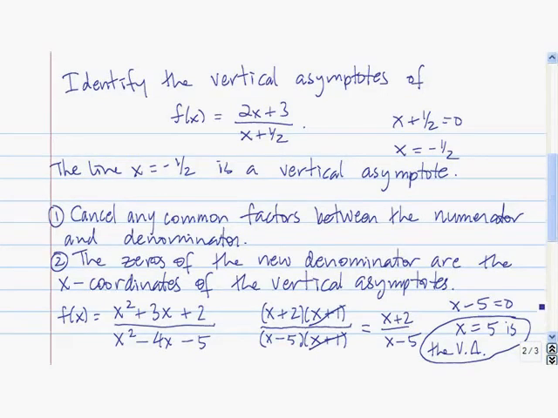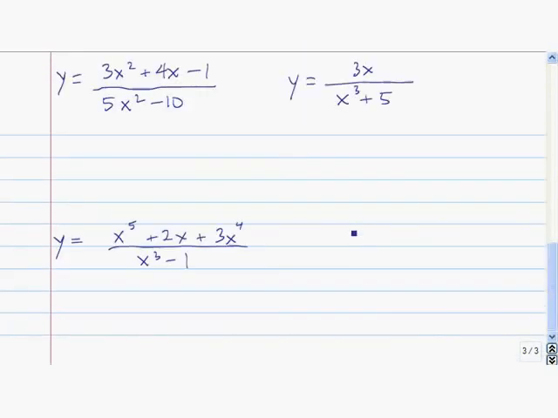Okay, now let's talk about horizontal asymptotes. Those are a bit more involved. Let's take a look at this one here. Since the degree of the numerator is 2 and the degree of the denominator is 2, the horizontal asymptote is the ratio of the leading coefficients. So the horizontal asymptote is y equals 3/5.